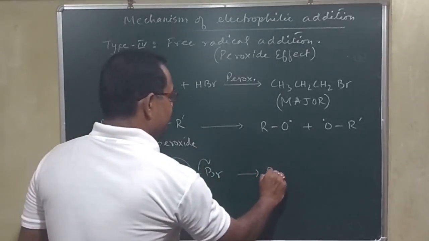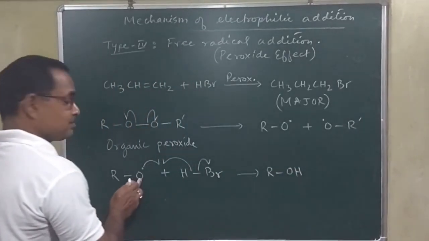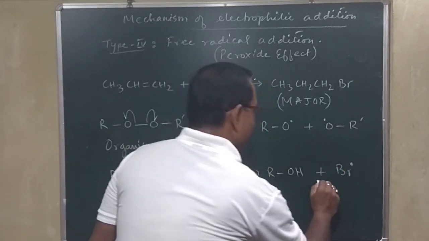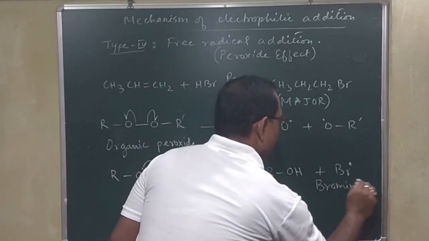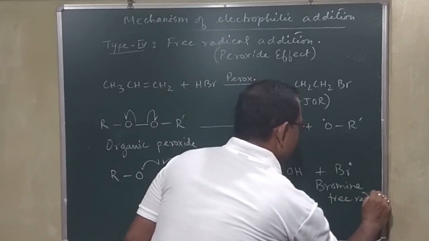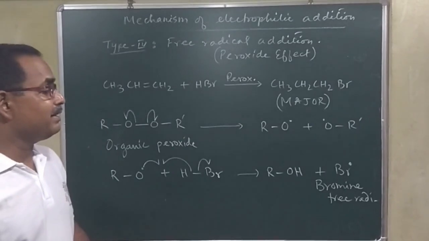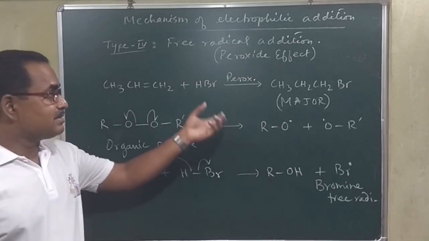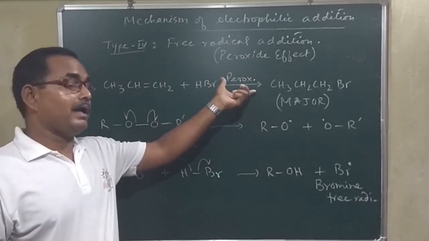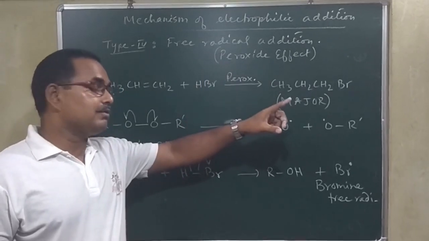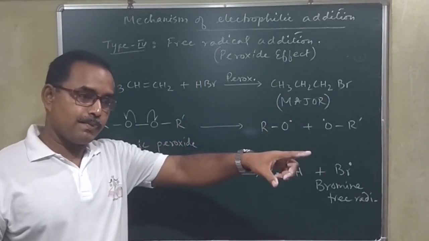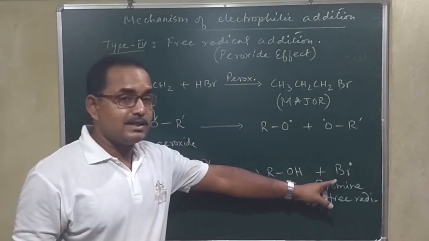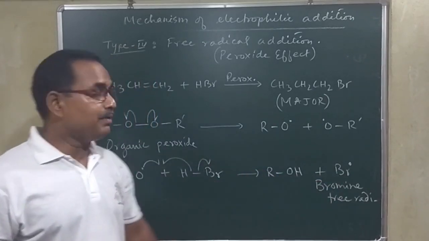As a result, what will happen? That hydrogen comes to oxygen plus Br dot. This time bromine free radicals are produced. In the earlier case, when we do not add peroxide, the attacking agent was H plus, so that reaction was electrophilic addition. But here the attacking reagent is Br dot. It is a free radical.